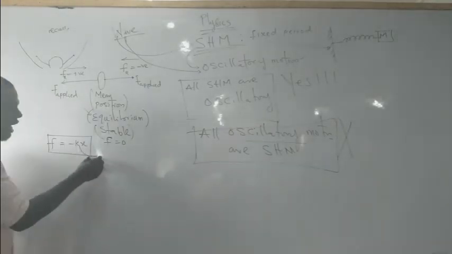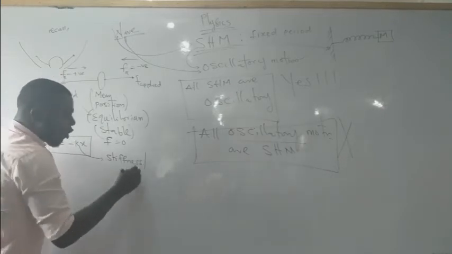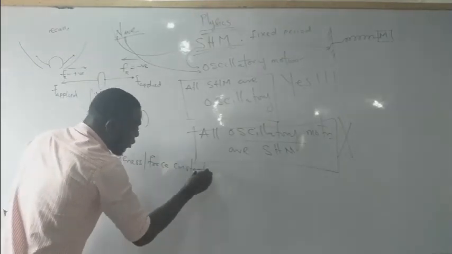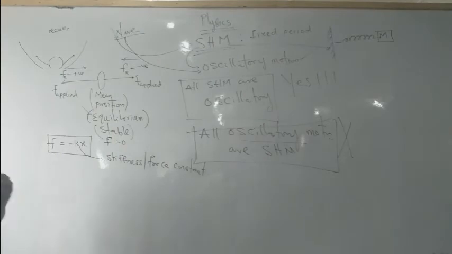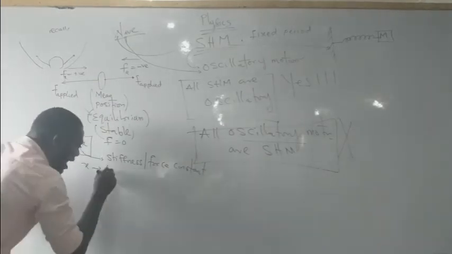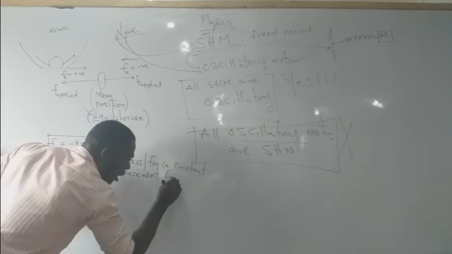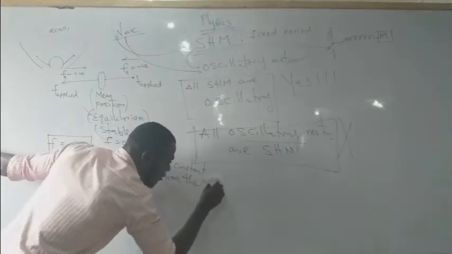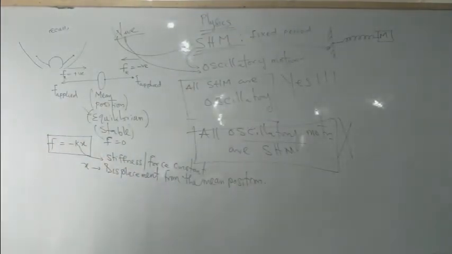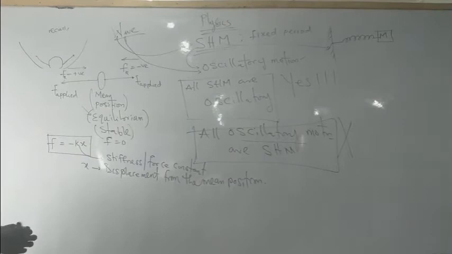Where K is known as the stiffness, or you call it the force constant, of the spring. While x is the extension, or you call it the displacement. Displacement from where? From the mean position, please take note, or the equilibrium position.